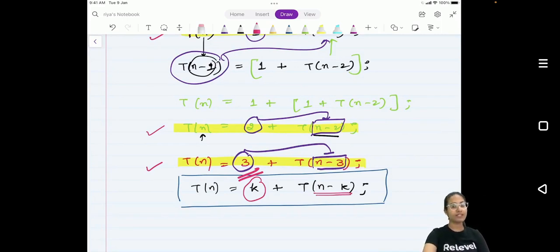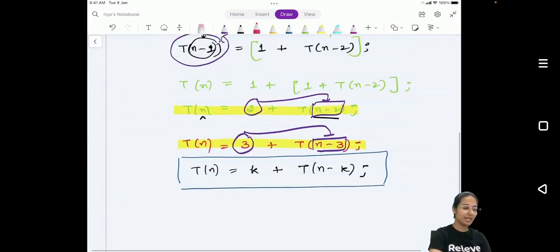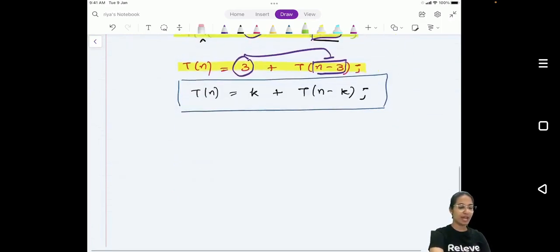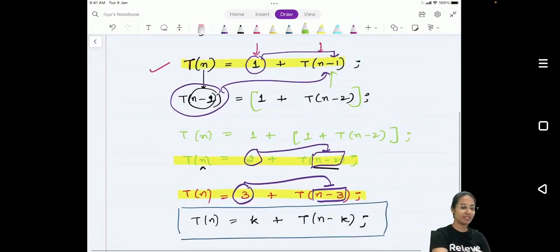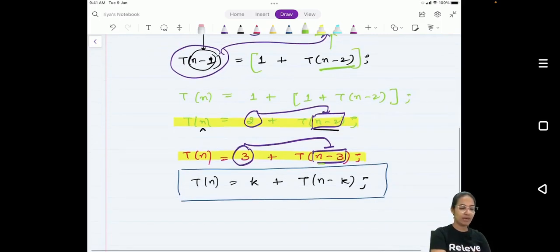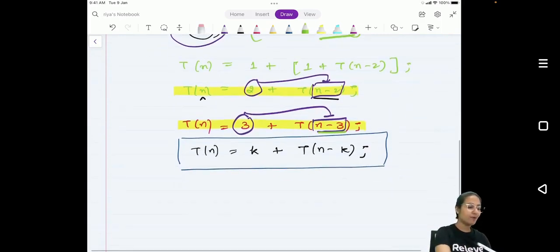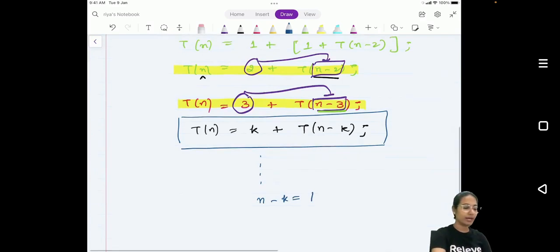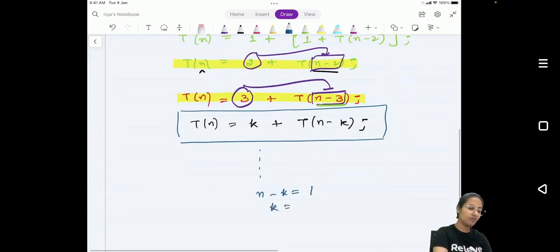I hope everyone is clear so far. So now we have to solve this part, right? What you will realize is that with different equations being added, the value of this part is decreasing. First it was n minus 1, then n minus 2, then n minus 3. So at some point this value will reduce to 1, correct? Based on that, the value of k is n minus 1.